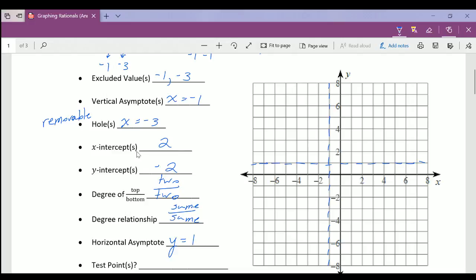Let's see, x-intercept is 2. We'll put a dot right there. Y-intercept is negative 2. We'll put a dot right there. And now let's take a look at the hole.